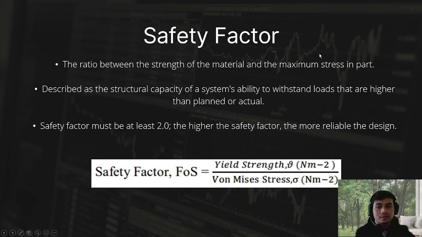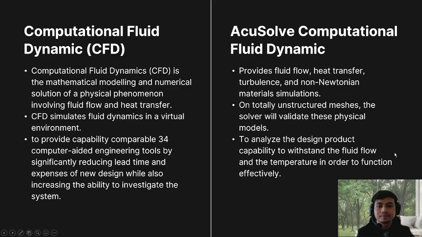And next is the safety factor, the ratio between the strength of the material and the maximum stress in the part. That is the definition of the safety factor. It is described as the structural capacity of a system's ability to withstand loads that are higher than planned or actual. Safety factor must be at least 2.0. The higher the safety factor, the more reliable the design. And this is the formula to calculate the safety factor. The yield strength and the volumetric strength can be obtained through the SolidWorks 2021 software.